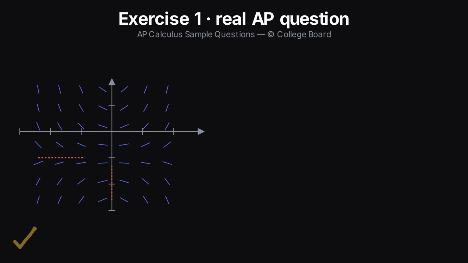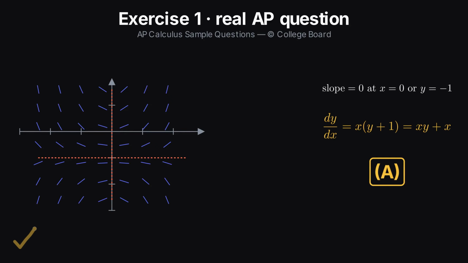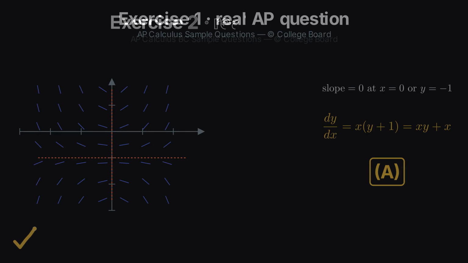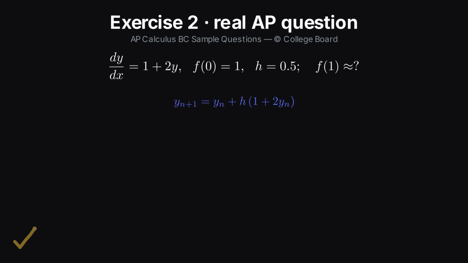Exercise 1, a real AP question. A slope field is shown and you must pick the equation that made it. The trick is to find the zeros. The tick marks are flat along the y-axis and flat along the line y equals -1. So the slope must be 0 when x is 0 or when y is -1. That means it factors as x times the quantity y plus 1, which multiplies out to xy plus x. That's answer A.